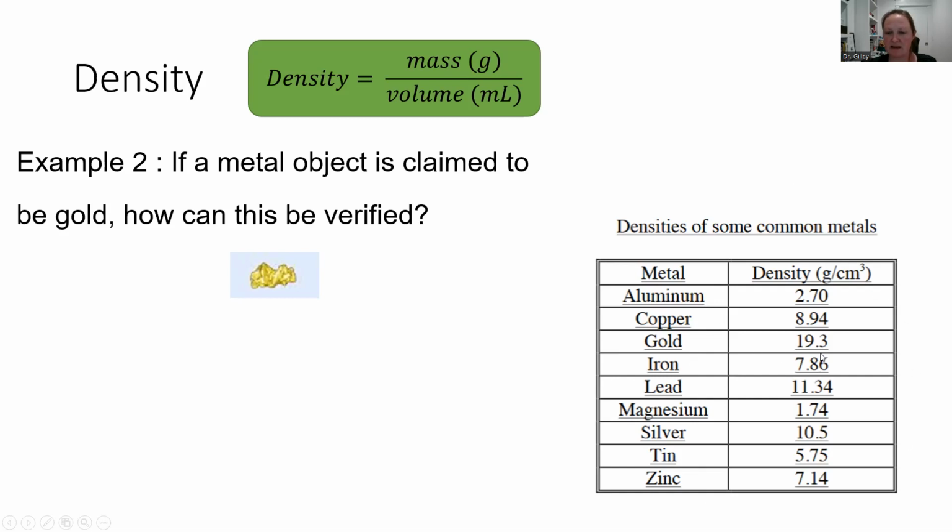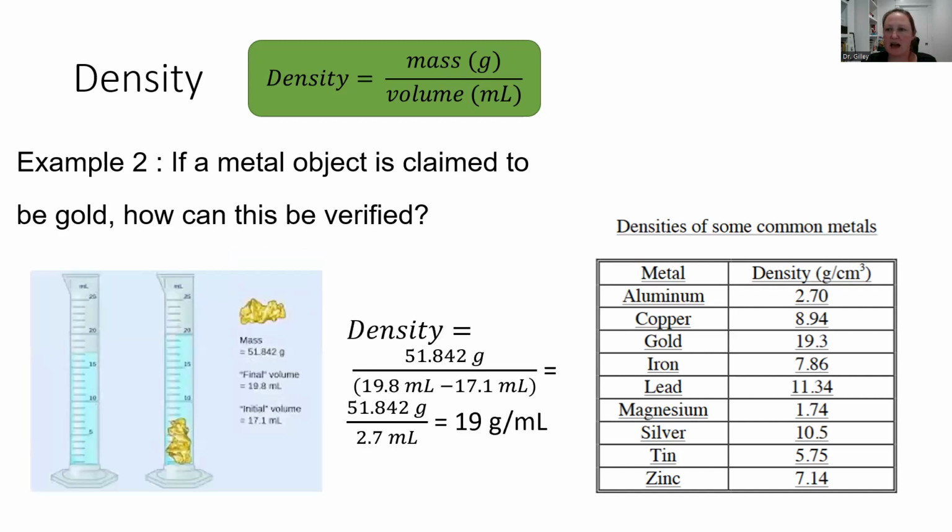Notice that the density of gold is about 19.3 grams per cubic centimeter. So we would want to determine the density of this, which means that we would want to weigh the piece of metal, right, to get the mass in grams. And then we would want a way to find the volume of that object. Now, this is not a perfect cube where we could measure the length of the sides. So in this case, we would need to do volume displacement.